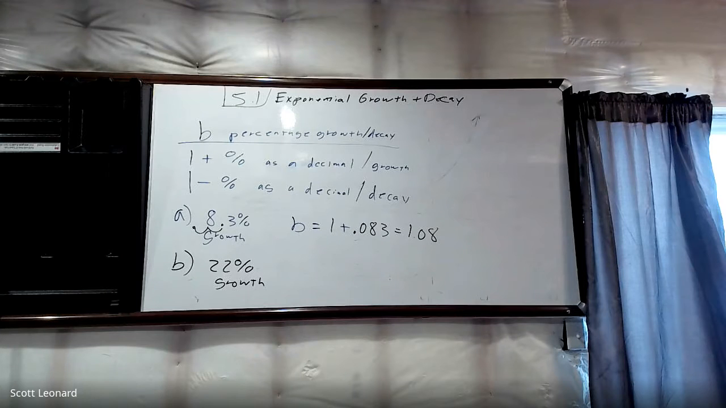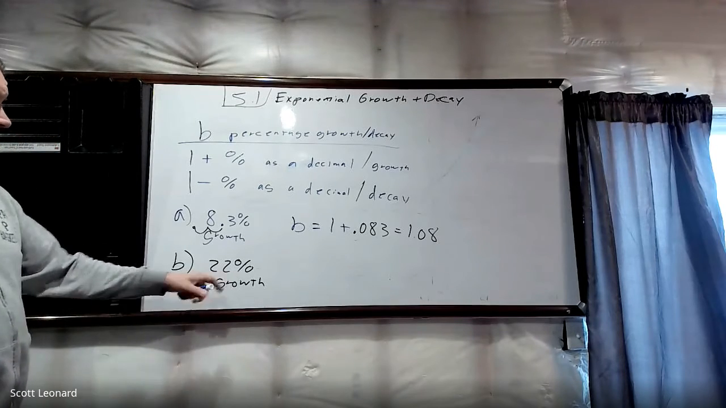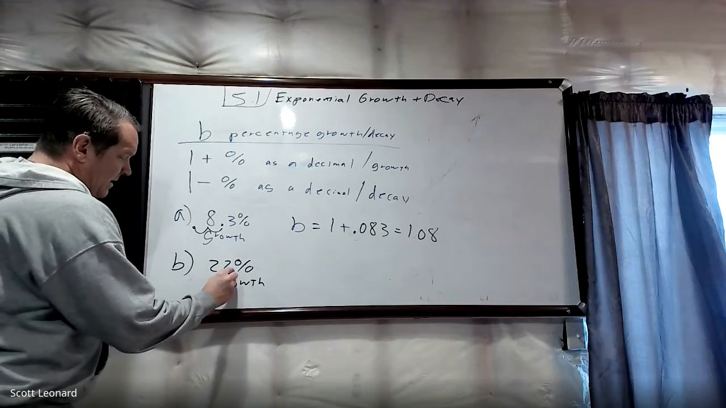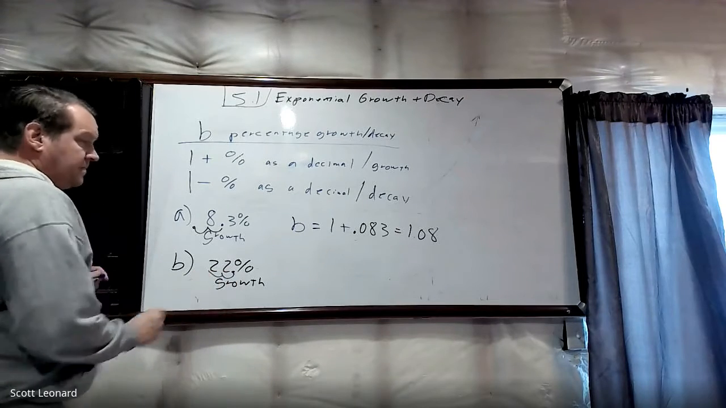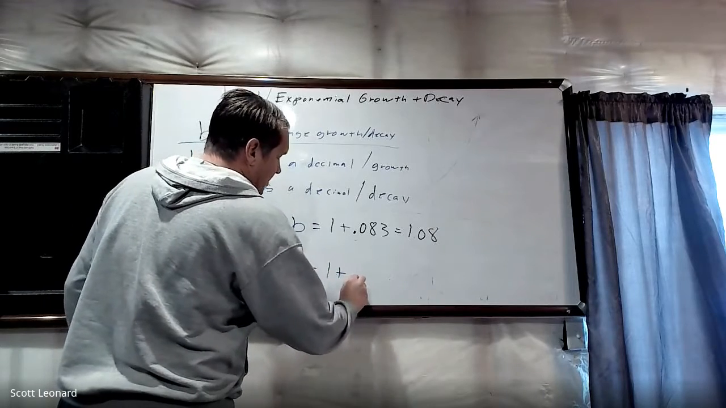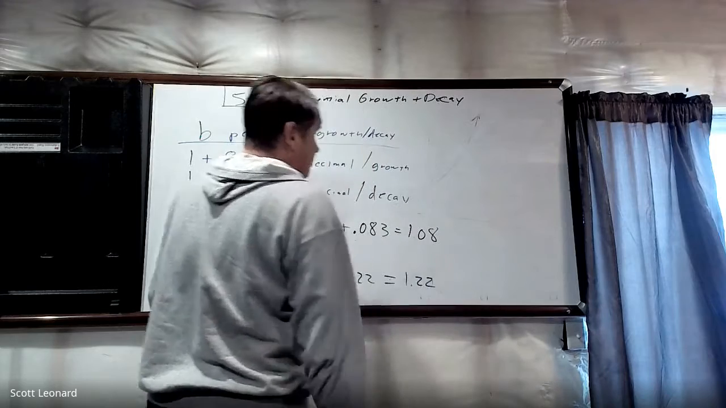All right, I had to grab my attendance sheet. Everybody got the answer? 1.22. Trying to trick you a little bit. There is no decimal here, but you guys are smart enough to realize it's right at the end here. So I'm going to go 1, 2. So B is equal to 1 plus 0.22, which is 1.22.